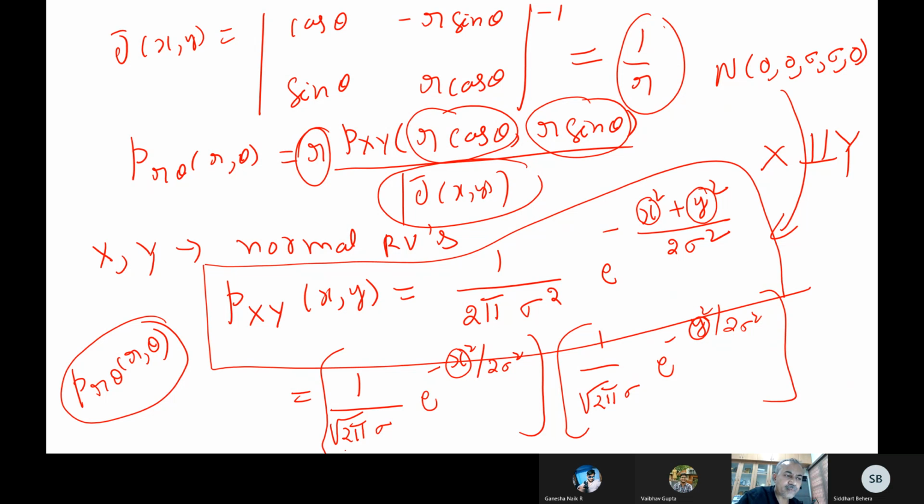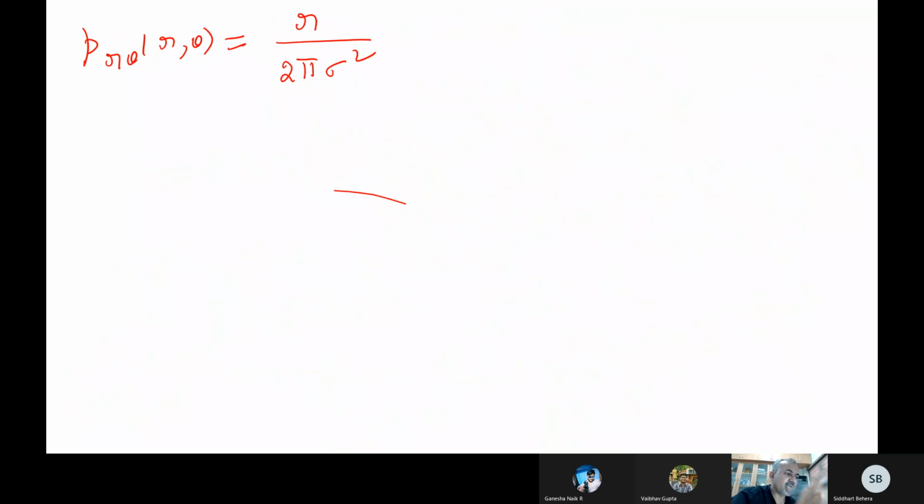That becomes r square. R square only, because the theta gets cancelled actually. Okay, so finally this turns out to be e to the power of minus r square by 2 sigma square. So this is our thing, and here also you have to write the limits. Okay, so the r always lies from 0 to infinity. Of course, this goes from minus pi to pi.